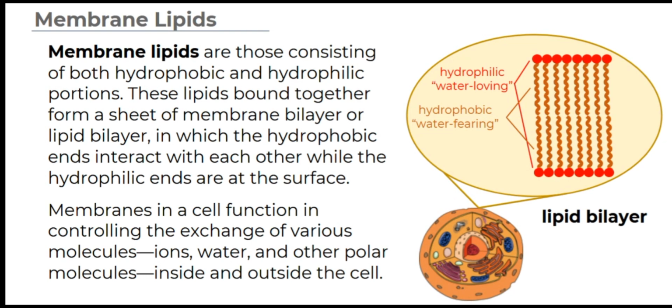Membrane lipids. Membrane lipids are those consisting of both hydrophobic and hydrophilic portions. These lipids bound together form a sheet of membrane bilayer or lipid bilayer in which the hydrophobic ends interact with each other while the hydrophilic ends are at the surface. Membranes in a cell function in controlling the exchange of various molecules, ions, water, and other polar molecules inside and outside the cell.